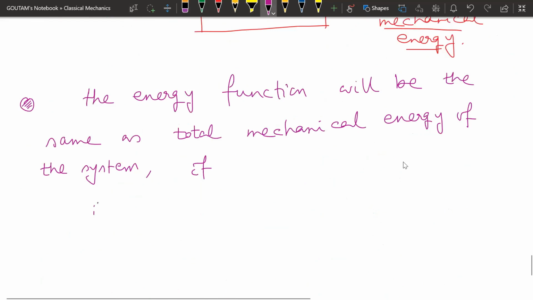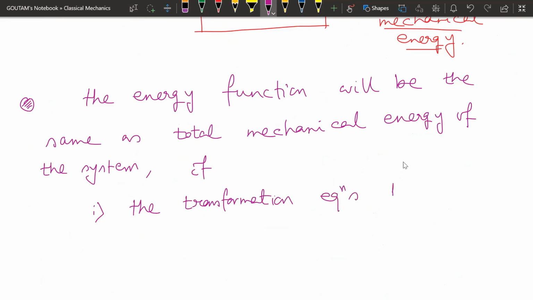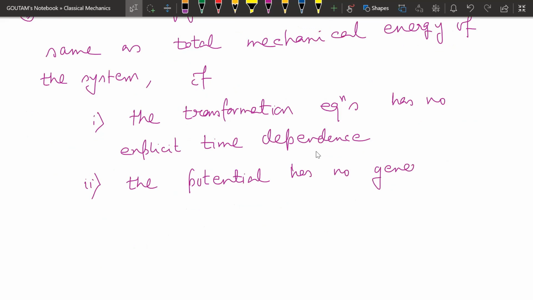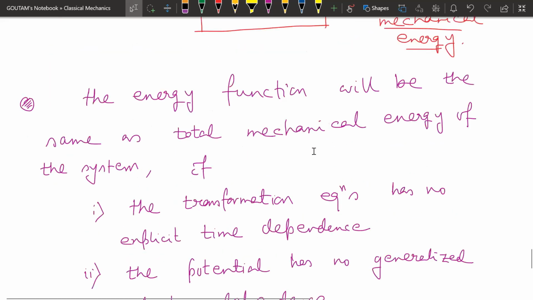So number 1, the transformation equations have no explicit time dependence, and number 2, the potential has no generalized velocity dependence. Under these two conditions, the energy function will be equal to the total mechanical energy.